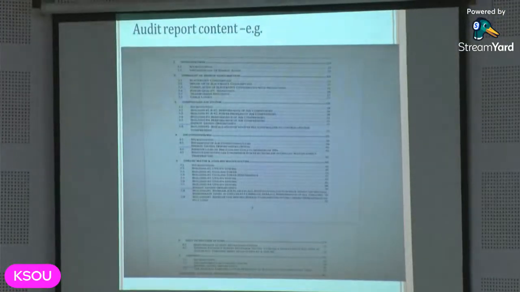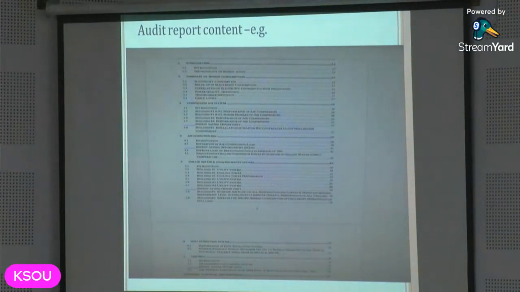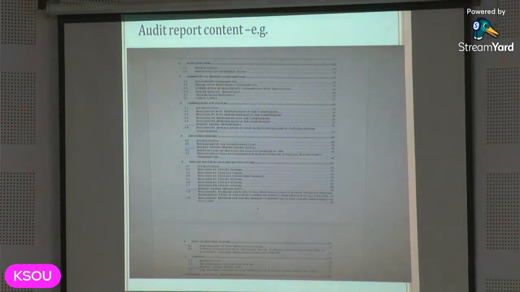Introduction, summary of energy consumption. Again it goes department wise, instrument wise: compressed air, chilled water, dust extraction, lighting and everything. Generally the energy audit report contains a minimum of 100 pages, and even goes up to 200 pages with all the study, data, everything.